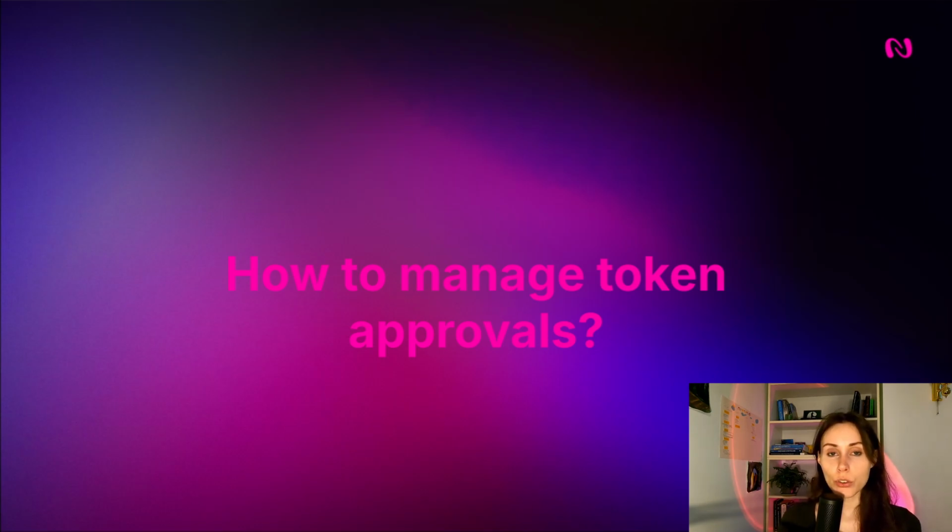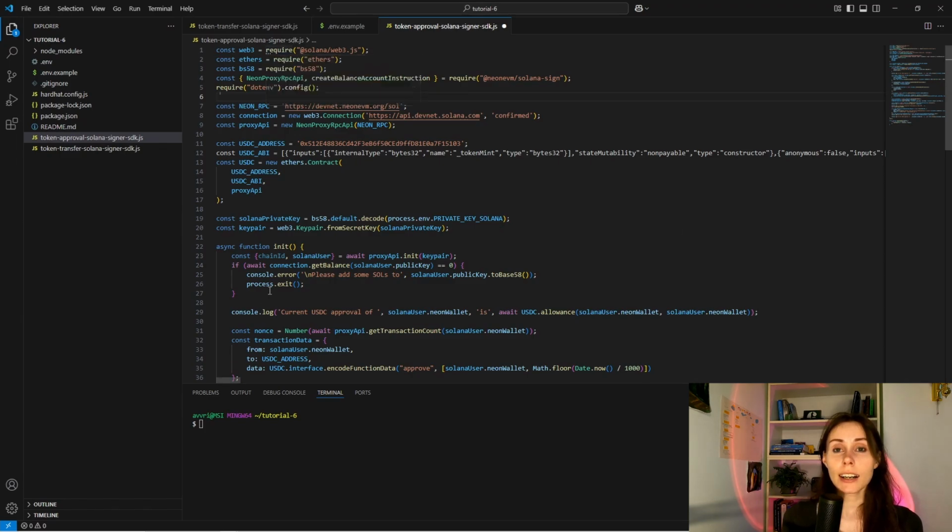So first, for the approval, we are going to approve USDC tokens for ourselves using a Solana wallet. This is just to showcase that scheduling a transaction with Neon EVM is possible from a Solana wallet, and this is the simplest script possible, so that you can take it and use it as a template, for example, for more complicated scripts later on.